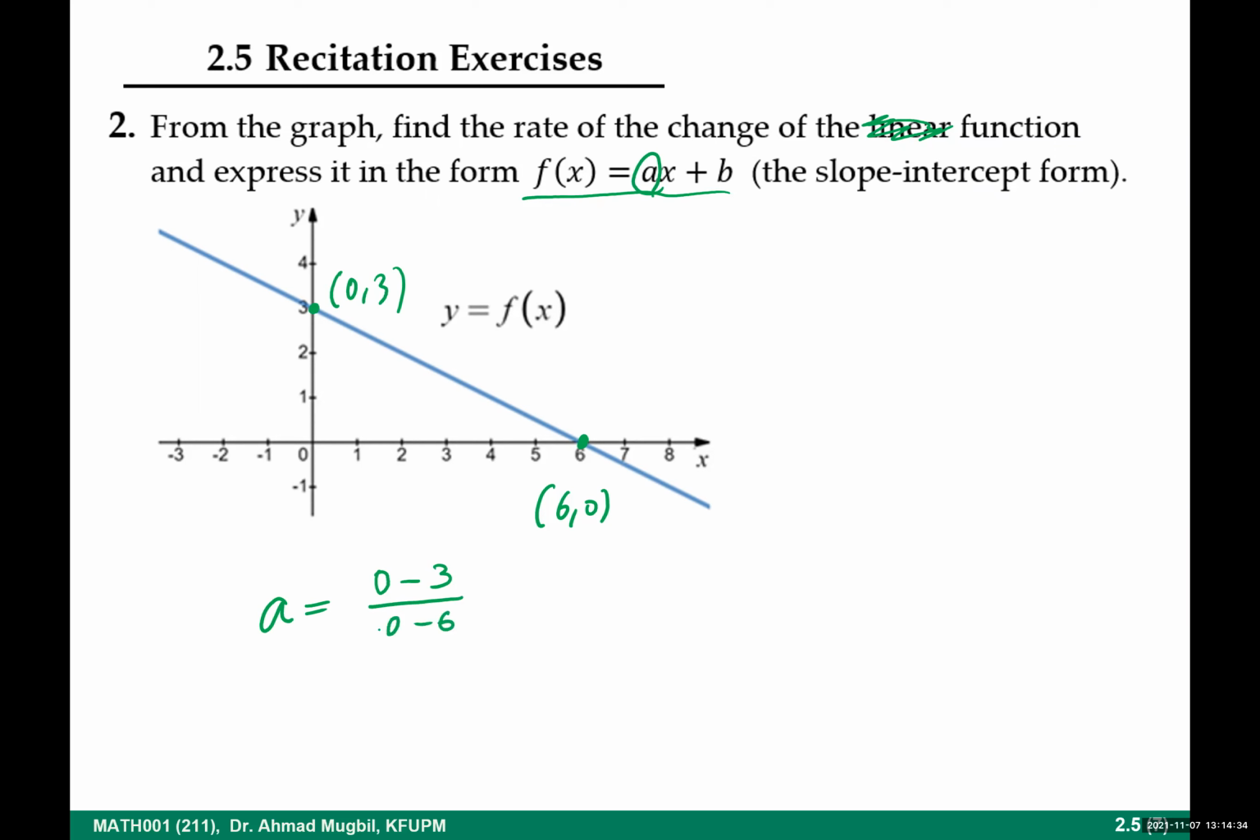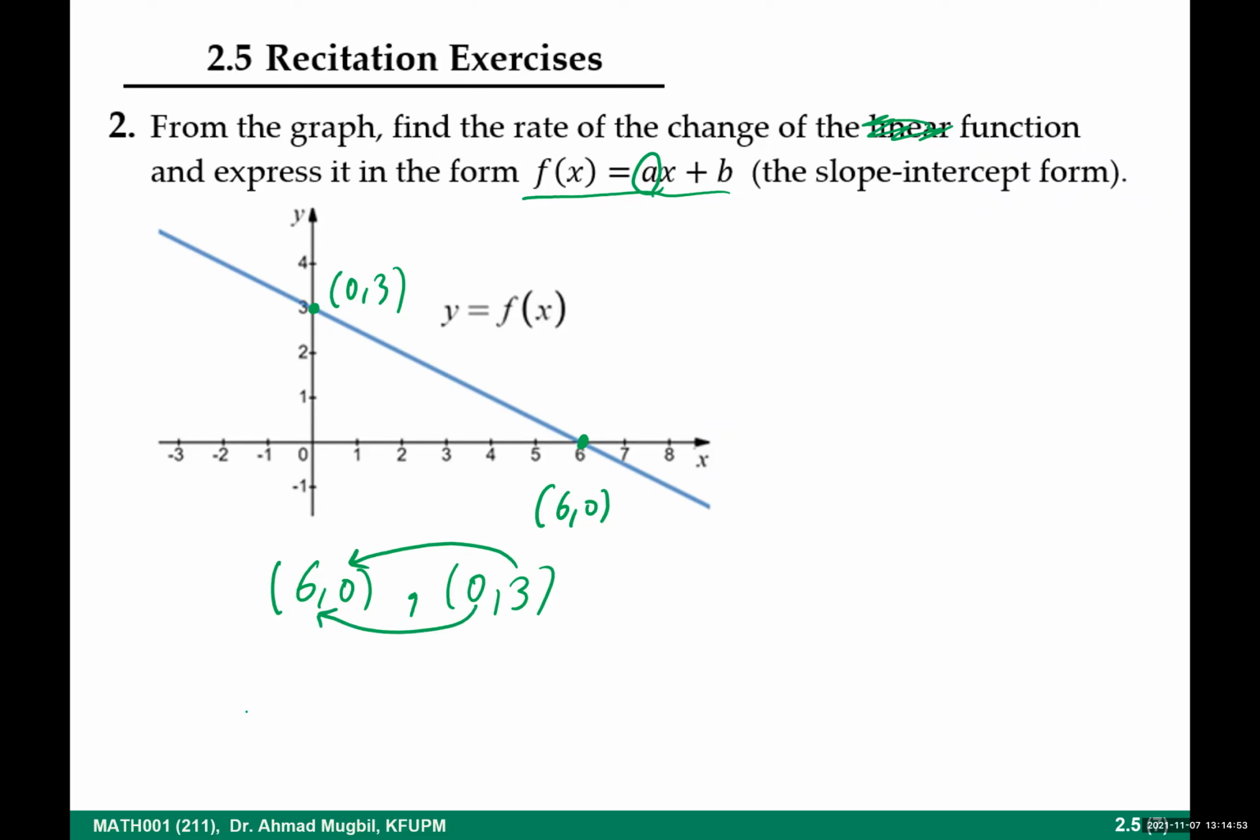Is that right? No. If you change your mind, this will be wrong. Please, Shabab. If you choose the 2 points, let me repeat that because it is a common mistake. You have here 6 and 0 and 0 and 3. Now keep the direction. If you start subtracting this from this, do the same for the x coordinates. Don't change your mind. So A will be 3 minus 0 over 0 minus 6, which will be 3 over negative 6, which is negative half. So this is A. This is the rate of change. The rate of change is negative.